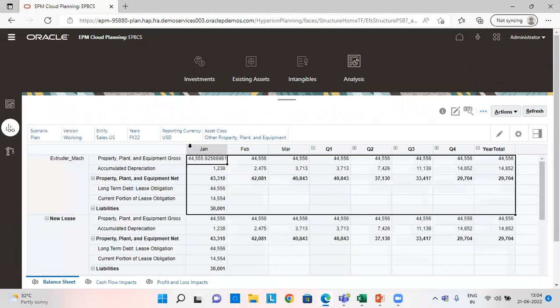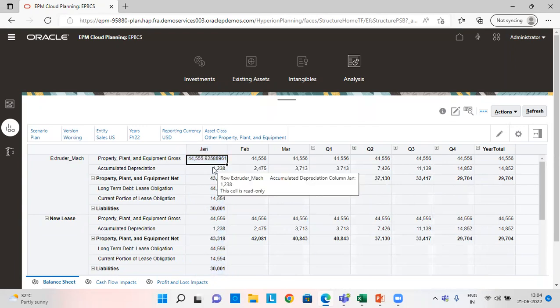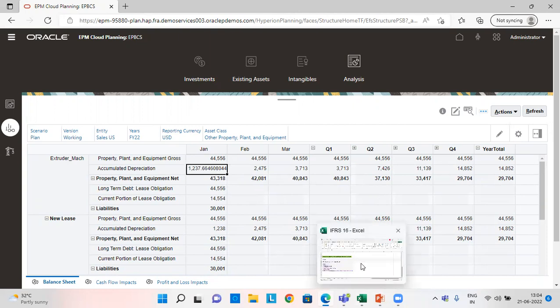Since the payment frequency is annual, but the payment time is at the beginning of the year, we can see the figures in the first month of financial year 22. The first amount is plant, property and equipment gross, which is the present value. On this value the depreciation is calculated as 1237. Let's check in our Excel sheet how this value is coming.